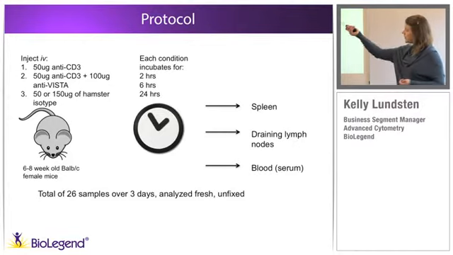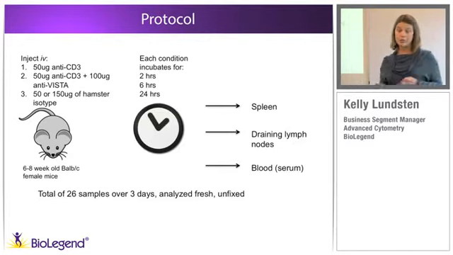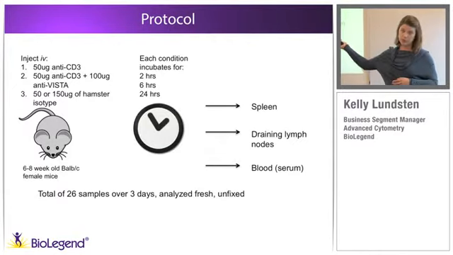So for each of these 3 conditions, we had 3 different time points. We knew that the cytokine storm occurs extremely fast, actually within the first 30 minutes. But this was already a significant number of animals to process. So we went with 3 different time points: 2 hours, 6 hours, and 24 hours.